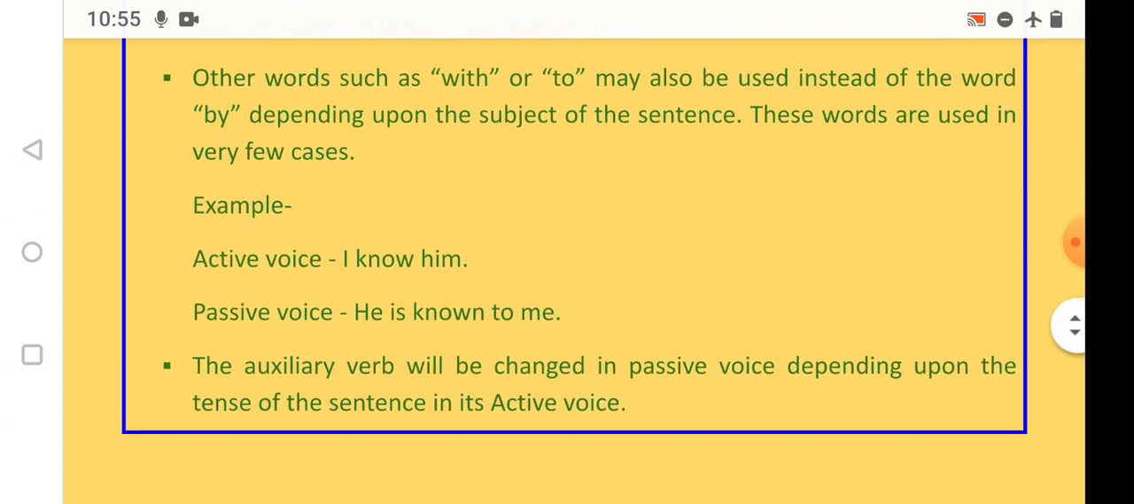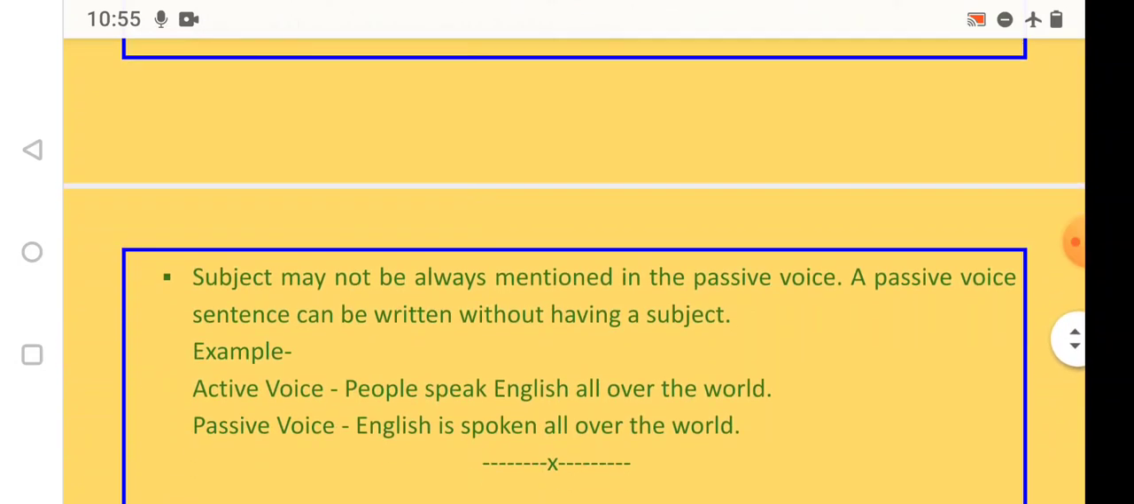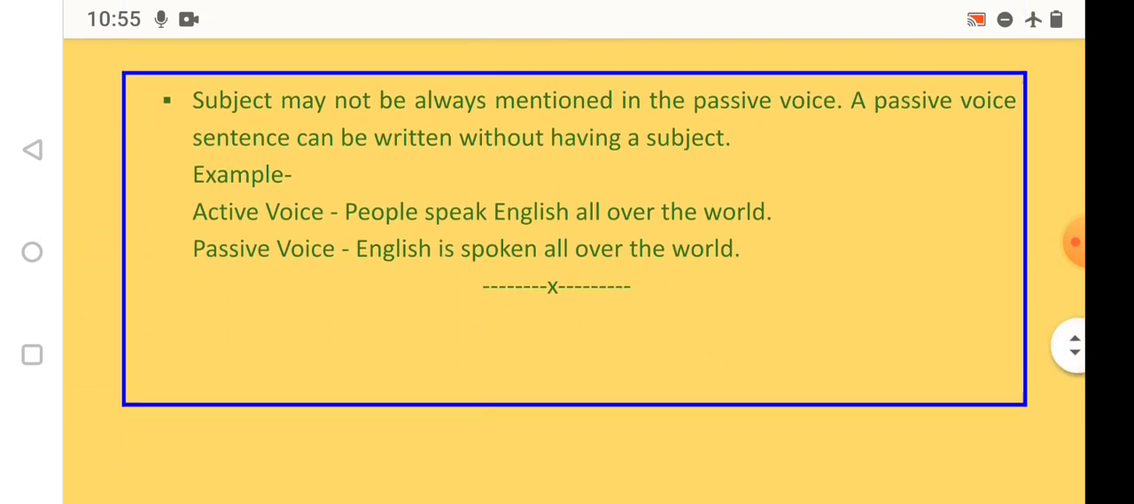The auxiliary verb will be changed in passive voice depending upon the tense of the sentence in its active voice. The subject may not always be mentioned in the passive voice. A passive voice sentence can be written without mentioning the subject. Example, in active voice, people speak English all over the world. In passive voice, English is spoken all over the world.